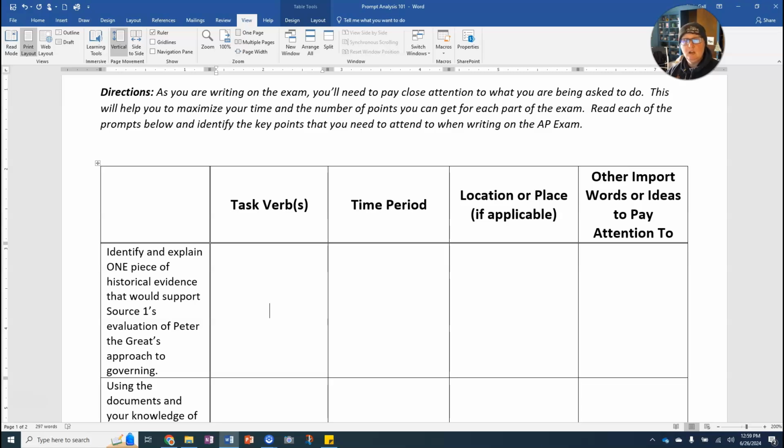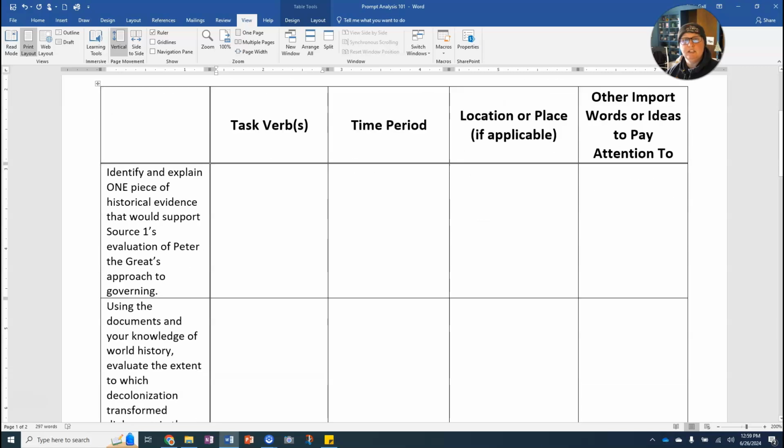All right, so what I'm going to ask you to do with this activity is we're going to look for 4 different kinds of things. First one are the task verbs. Second is if they identify a time period, because that's always important to know. If they identify a location or a place, or maybe even a person that you need to talk about. We've got to know that. And if they identify anything else, any other words or ideas that are important.